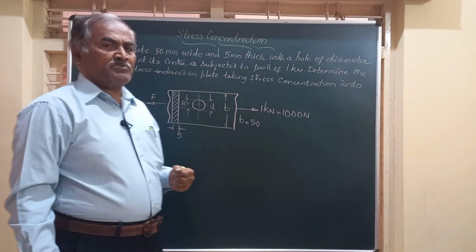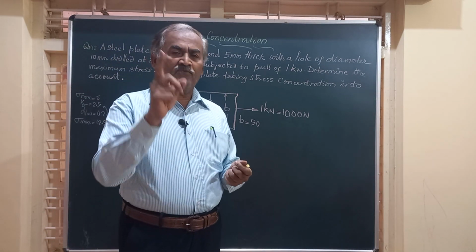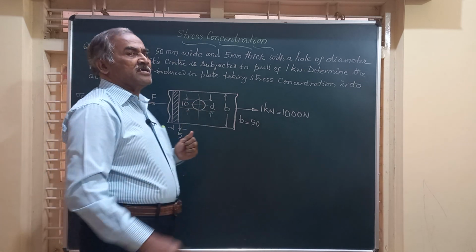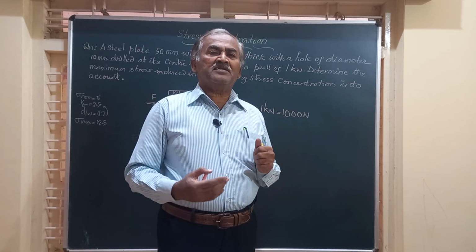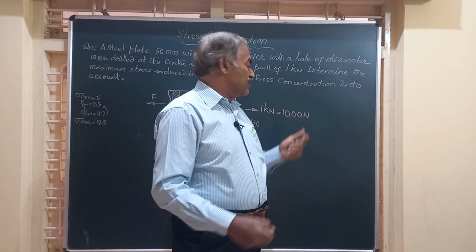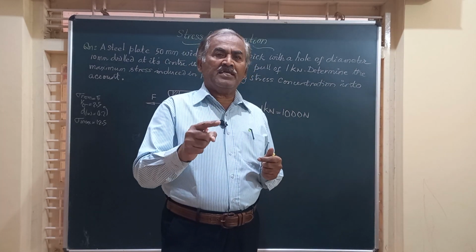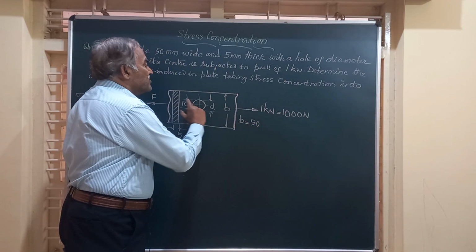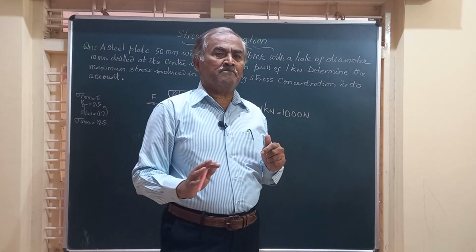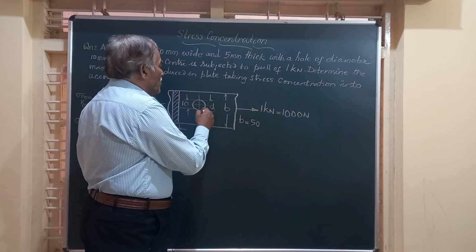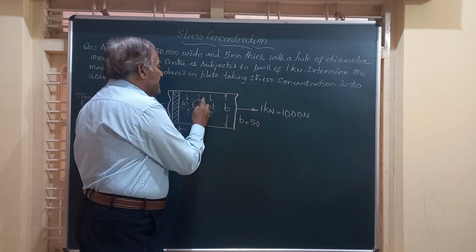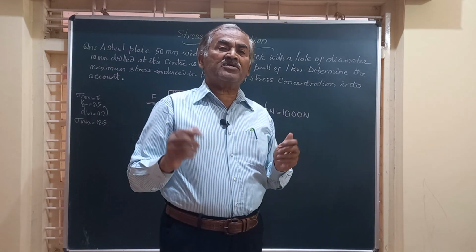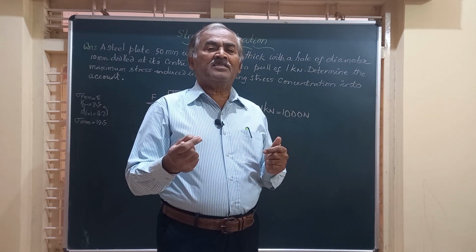Now it is subjected to a pull of 1 kilonewton. Friends, what happens if there were no hole drilled in the plate? You would have got the tensile stress due to the pull 1 kilonewton as load over area, that is 1000 divided by area of cross section, that is 50 into 10. That would have been the answer. What happens because of the presence of this hole? The stress gets accumulated here, and the value of the stress induced will be more than the nominal stress.